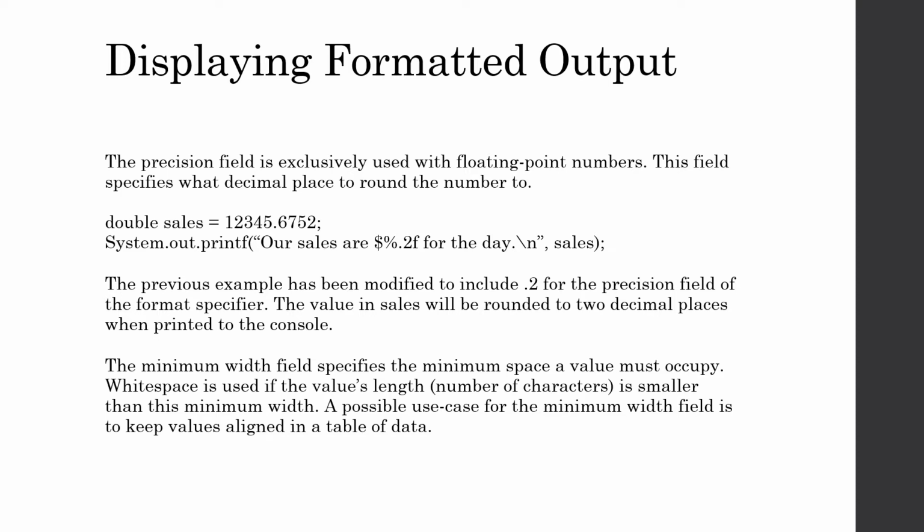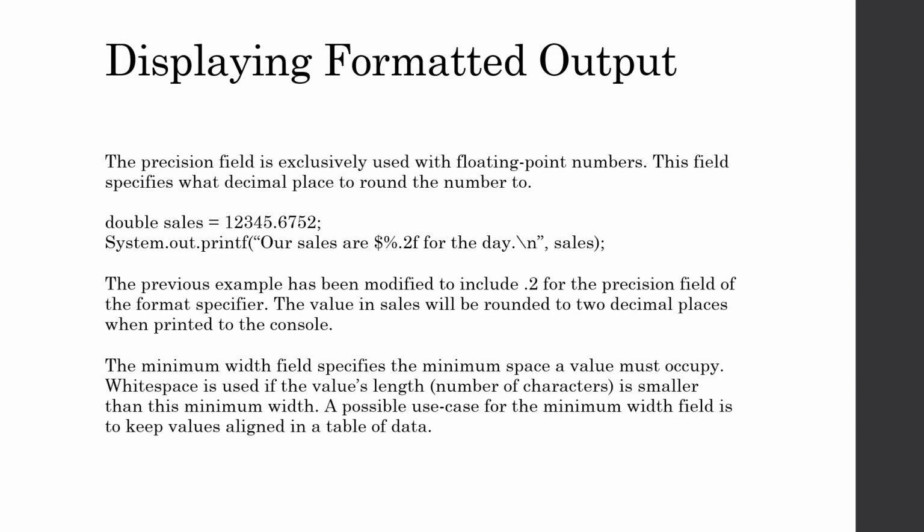So to give you another example of this, we're going to add a few more digits to our sales. So we're going to do the same 12345.67 that we had. We're also going to include a 52 in the rest of that fractional portion. And we're going to add an extra little .2 in front of the conversion character, so kind of between the leading % sign and the conversion character. And when we do this, this is going to specify that we want to round our value, which is sales in this case, to 2 decimal places when we print it to the console.